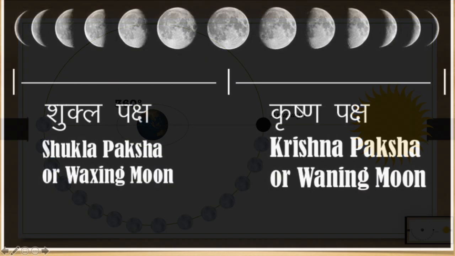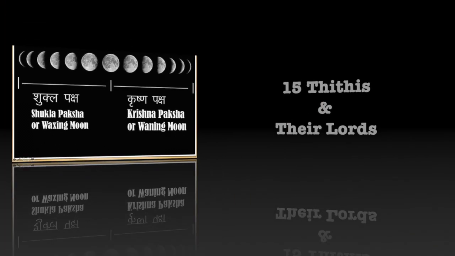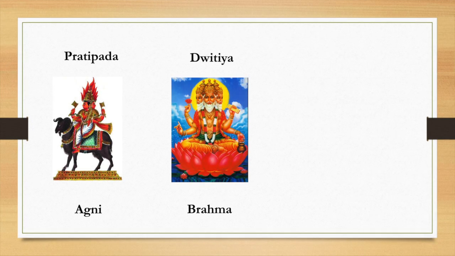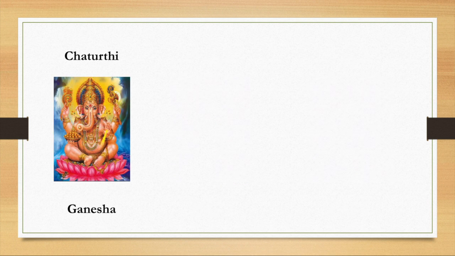So, in a month, we have 2 Pakshas and 15 Tithis in each Paksha. Each of the 15 Tithis has been assigned a deity. Agni is the deity for Pratipada, Brahma for Dvitiya, Parvati for Tritiya, Ganesha for Chaturthi. Remember Sankashti Chaturthi that is popular and people worship Ganesha on that day? Now you know. This is because Chaturthi's lord is Ganesha.